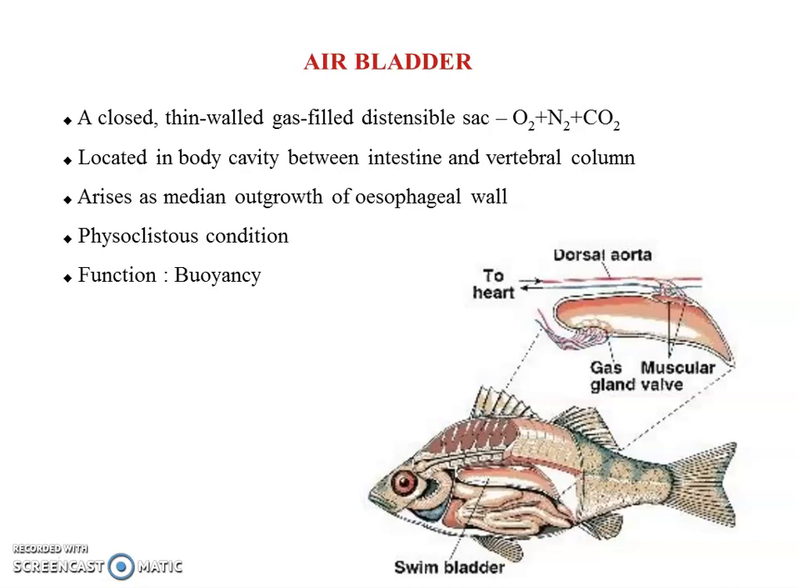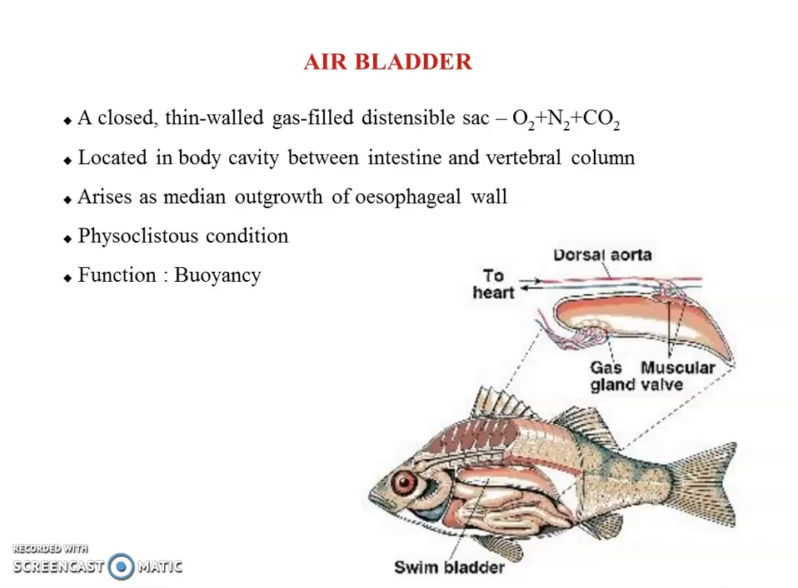But in other fishes we can see it is physostomus, that is, the pneumatic duct is still retained even after its complete development is over. So here in mullet it is physoclistus condition. Now what is the function? The main function of the air bladder is obviously buoyancy, and when we studied the classification, we saw that the air bladder was present in the advanced groups of fishes, isn't it? So here it provides buoyancy.